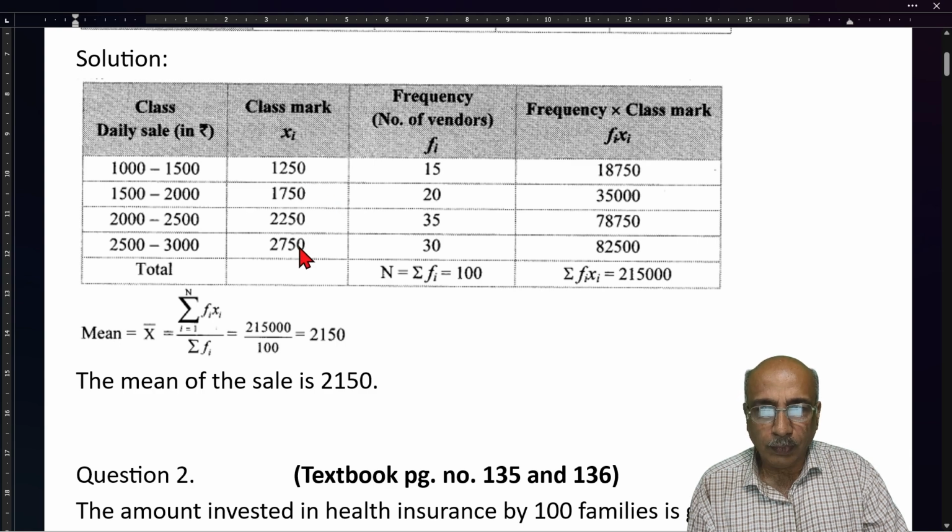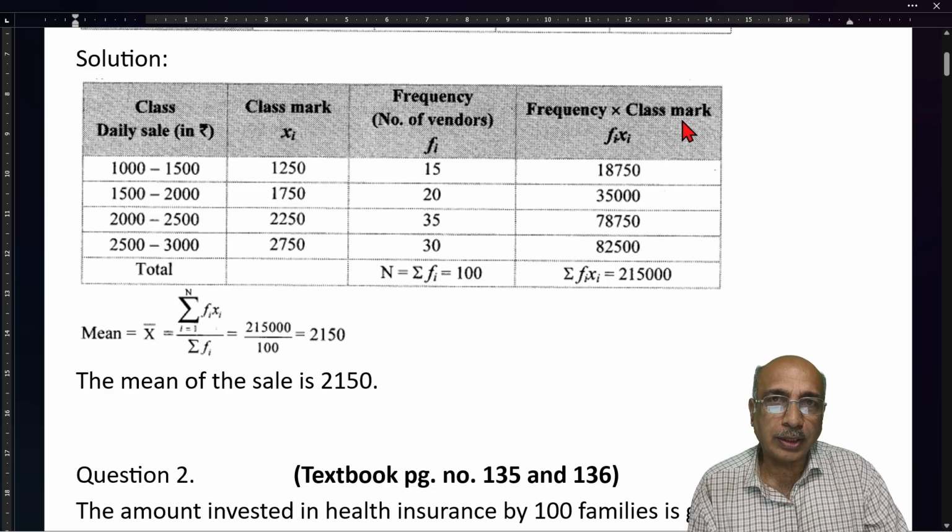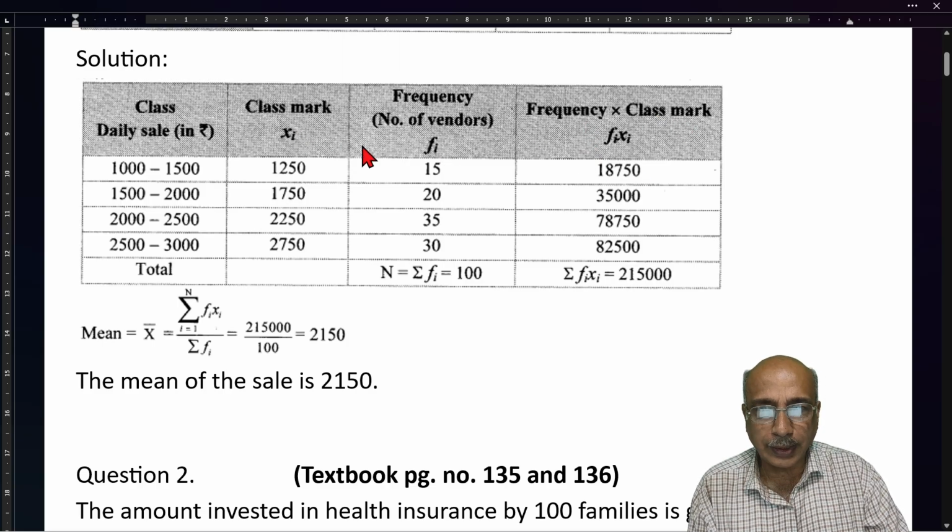Similarly, for all the classes, it will come as shown here. Frequency, the number of vendors, you will get from the table given. So here we will write. Now n is the total of the frequency, that is sum of fi, frequency is denoted by fi, equals 100. Frequency into class mark, that is fi into xi. So this product will come here: fi xi equals 15 into 1250 equals 18,750. For all these rows, you have to take fi xi.